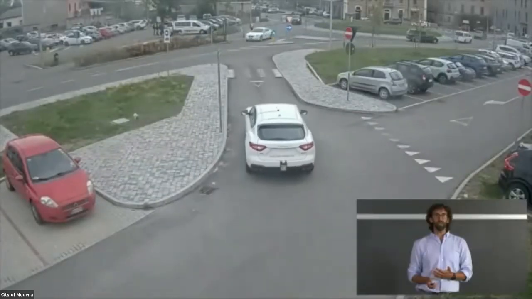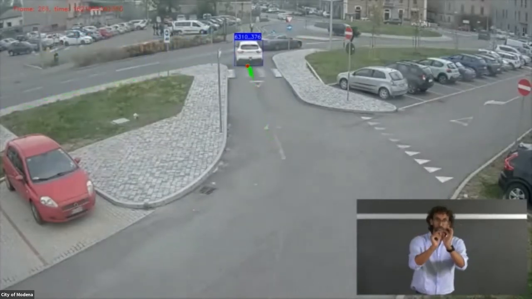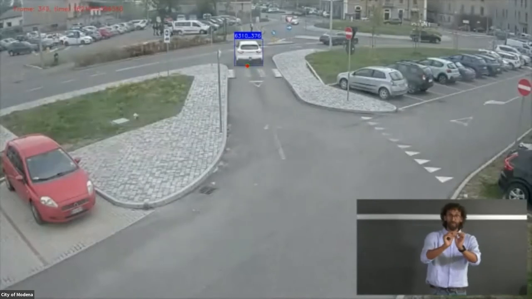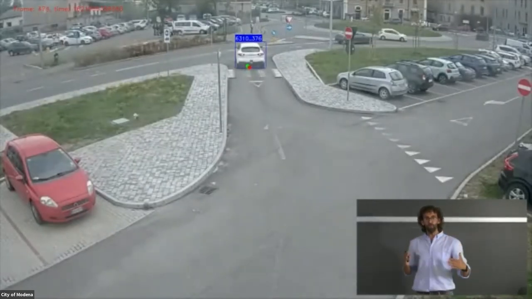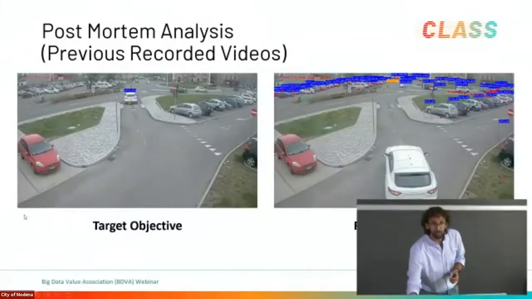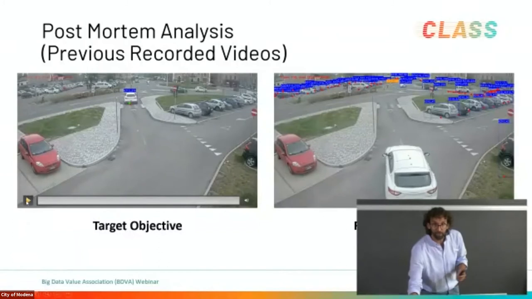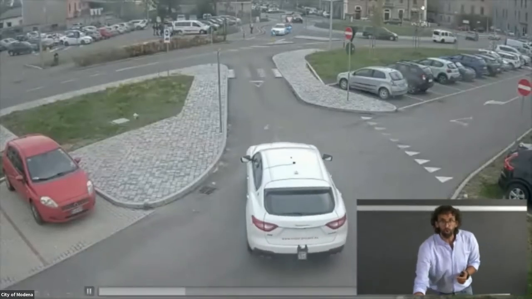So you see the two cars are approaching, we are computing the trajectories, and you see this black spotlight is what determines the collision. Okay, so we have been computing the trajectories of the two vehicles. We have completely removed the rest of the information collected, so we focus only on what is of our interest.